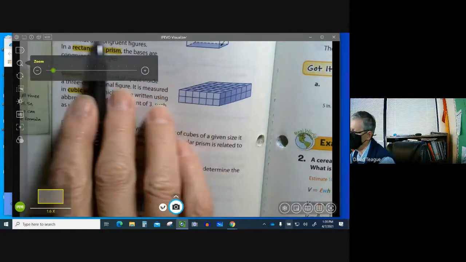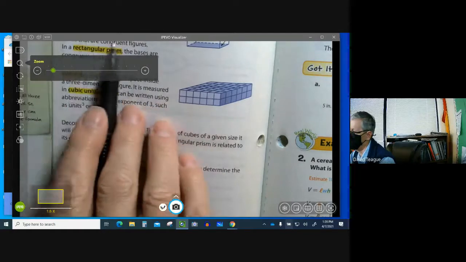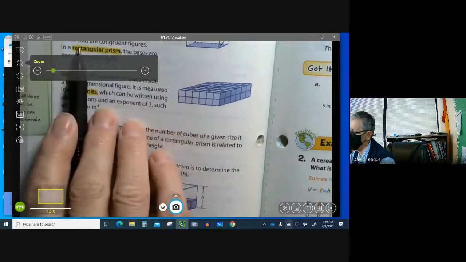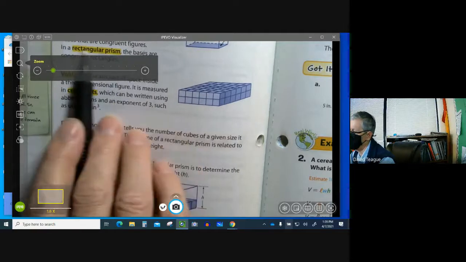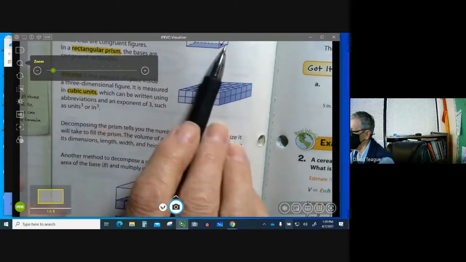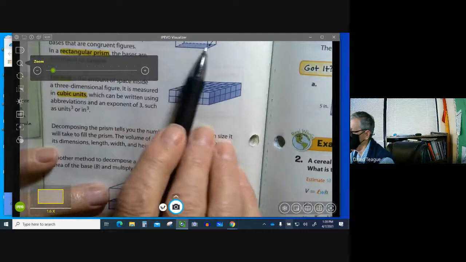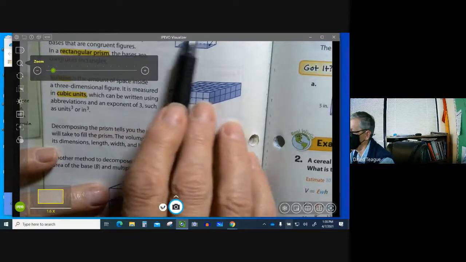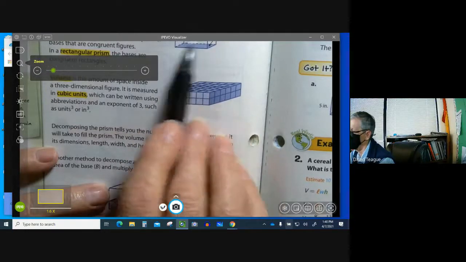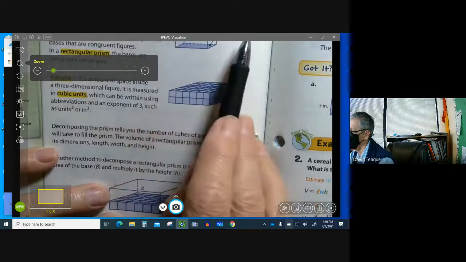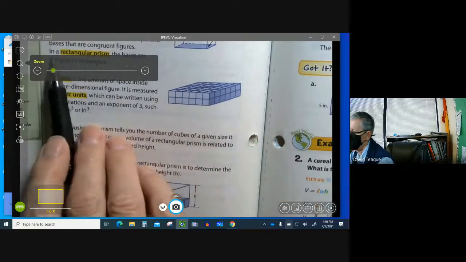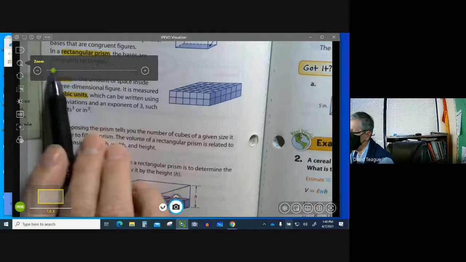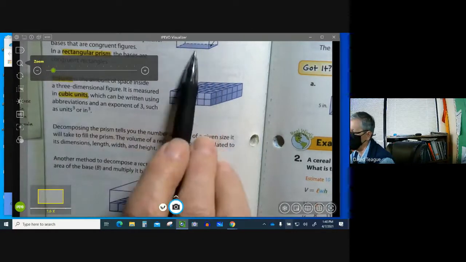A 3-dimensional figure has length, width, and height. A prism is a 3-dimensional figure with 2 parallel bases that are congruent figures. So what they're saying is, if this was an aquarium, this is congruent with this, and this is congruent with that, and this face is congruent to the back face. In a rectangular prism, the bases are congruent rectangles.